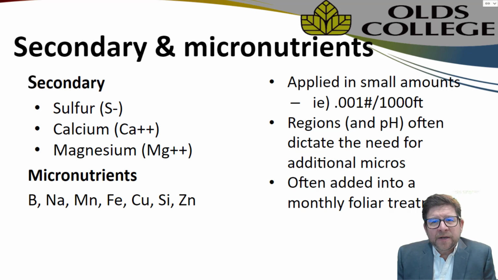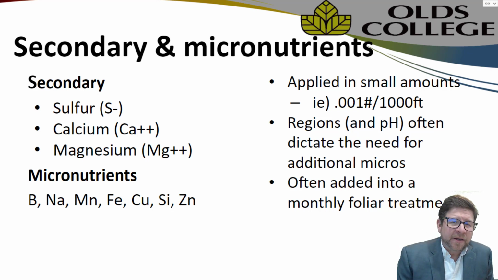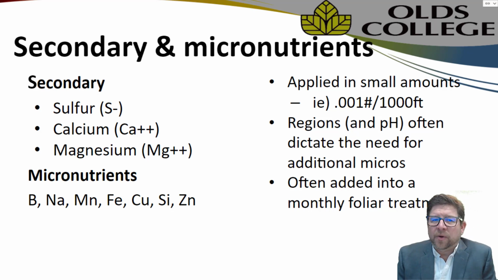Now, in addition to the N, P and K, we have secondaries, or micronutrients. Some are secondaries, such as sulfur, calcium, and magnesium, and micronutrients: boron, sodium, manganese, iron, copper, silicon, and zinc. Applied in small amounts, micronutrients, we don't typically plan them or schedule them like we do the macronutrients, talking about a pound at a time. These are hundredths of a pound in micronutrients. Often they're added into your fertilizer blend and kind of work in the shadows.